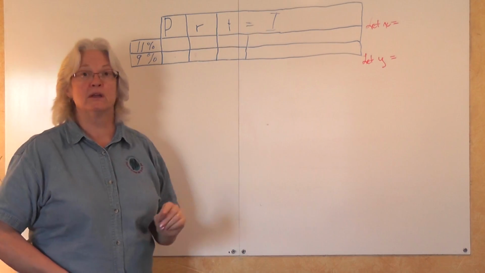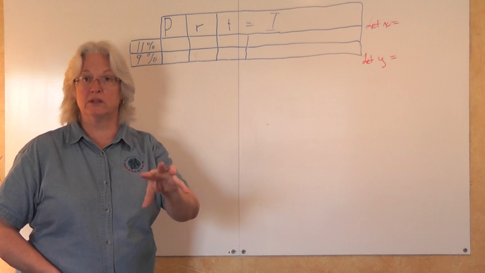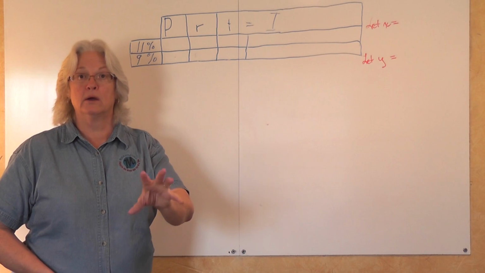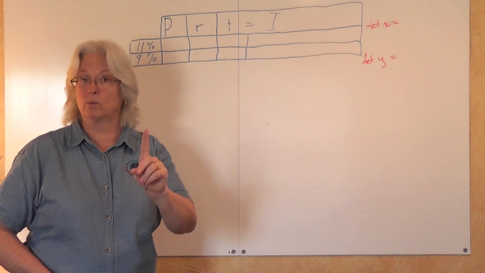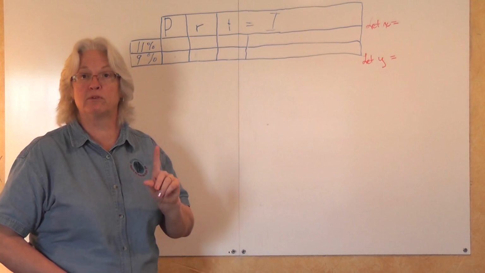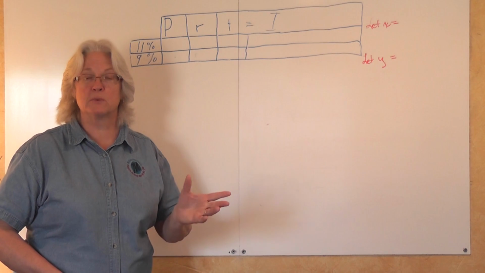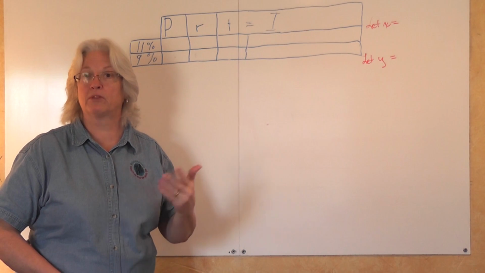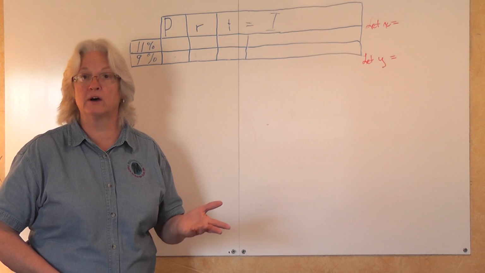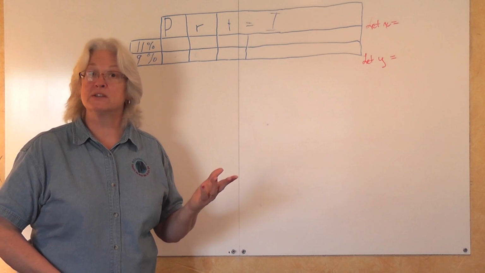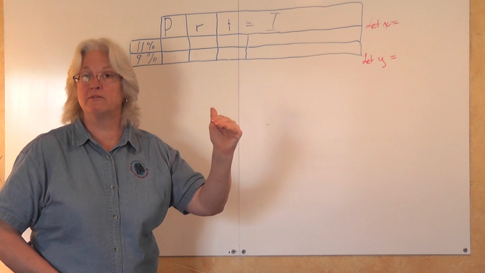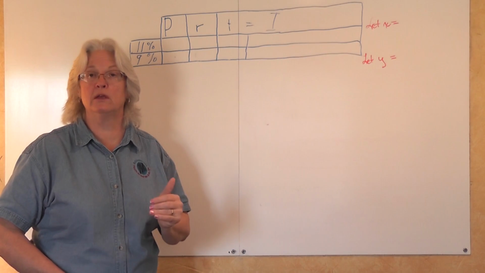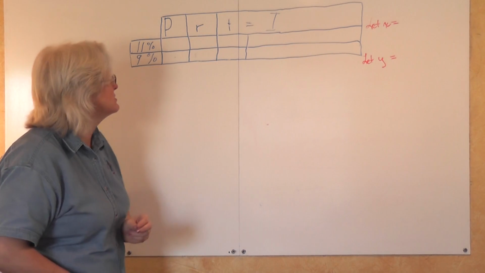The time is the time that the financial institution has that money and is borrowing that money, and it's the time in years. 1 year or annual interest would be represented by 1. 6 months interest would be 0.5. 3 months interest would be 0.25. 5 months interest would be 5 divided by 12, because you have 5 out of 12 months in the year for which you are gaining interest.